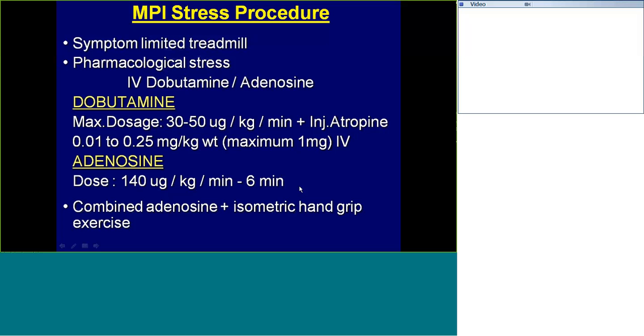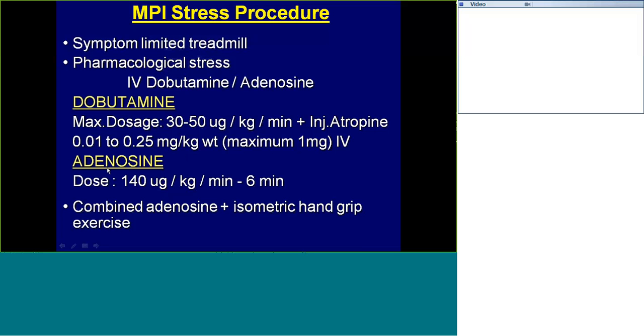If the child can understand our commands, then we can even add isometric hand grip exercises also. Thereby we increase the heart rate. More importantly, we distribute the adenosine to the other muscles. Thereby the unwanted side effects of adenosine, like the stimulation of beta 1 and alpha 1 receptors, are avoided. Thereby the patient is very comfortable with adenosine.